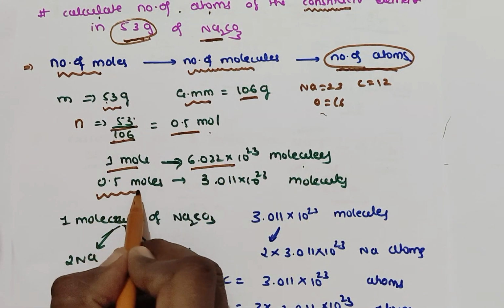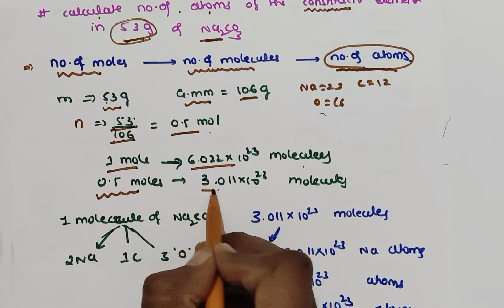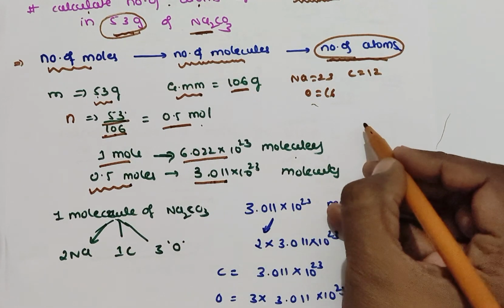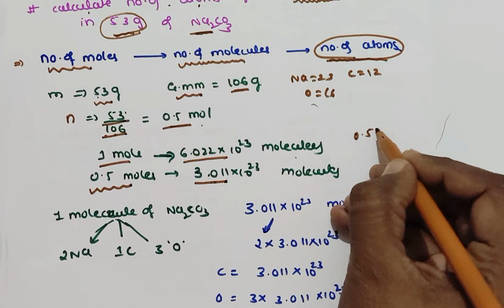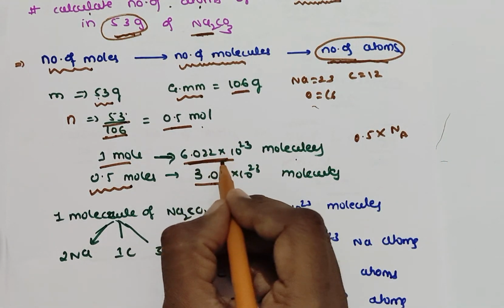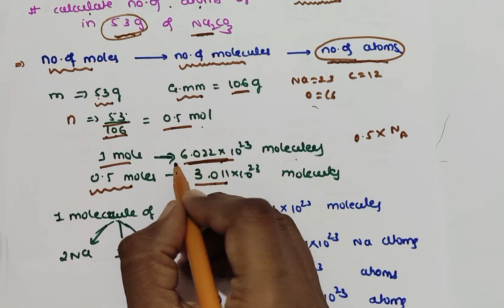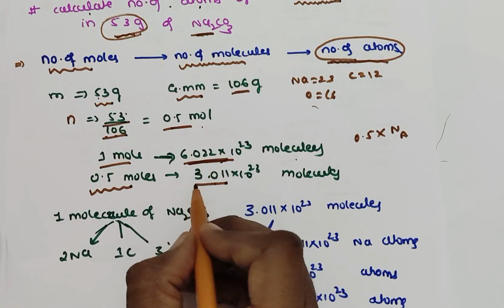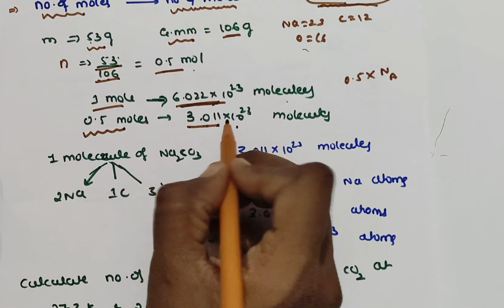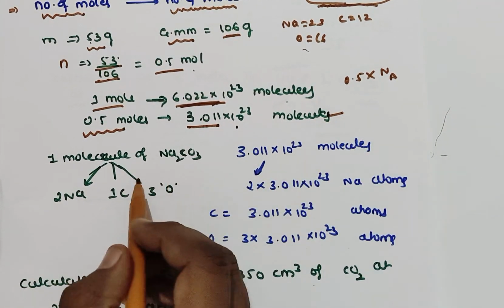1 mole contains 6.022 into 10^23 molecules. Therefore 0.5 moles contains 3.011 into 10^23, meaning 0.5 into Avogadro's number. Avogadro's number is nothing but this number. 0.5 into 6.022, we get 3.011 into 10^23 molecules. Now we get the molecules.